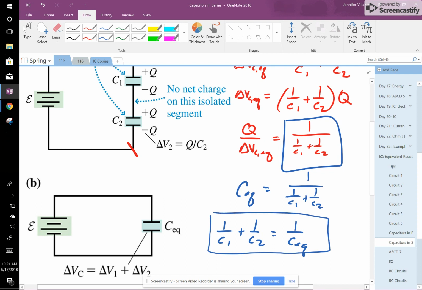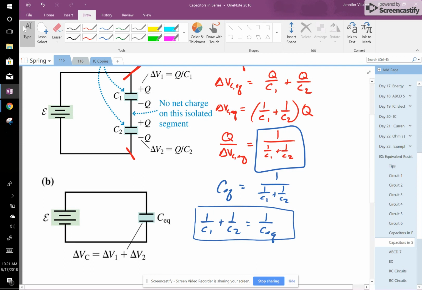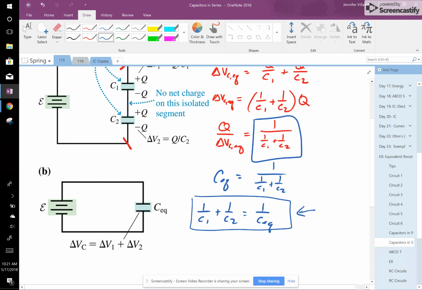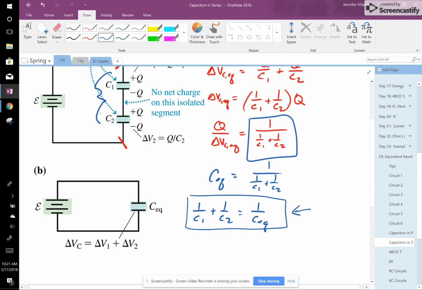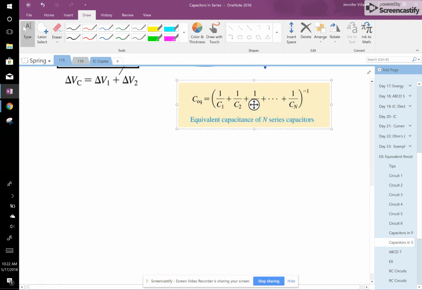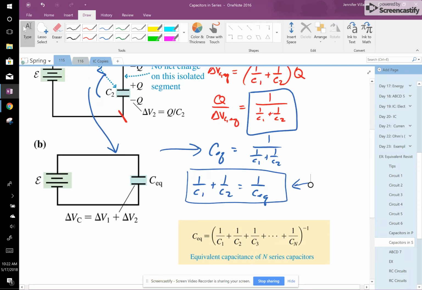This looks or feels like the equivalent resistance of two resistors in parallel. Okay, so again, totally opposite of resistors. So if you have capacitors that are in series with one another, in order to find the equivalent capacitance, you have to do the inverse sums and actually solve for the equivalent capacitance. So you can consider these two capacitors together as if they were one capacitor with this value of the equivalent capacitance. And of course, you can generically have it for as many capacitors as you might have in series as well.